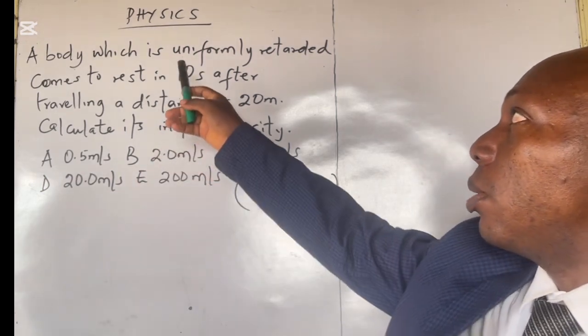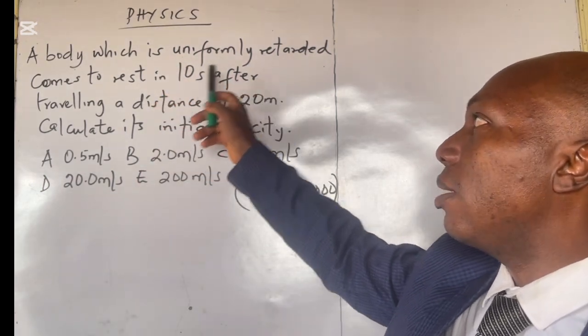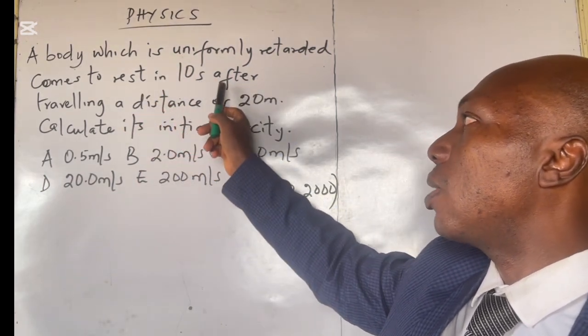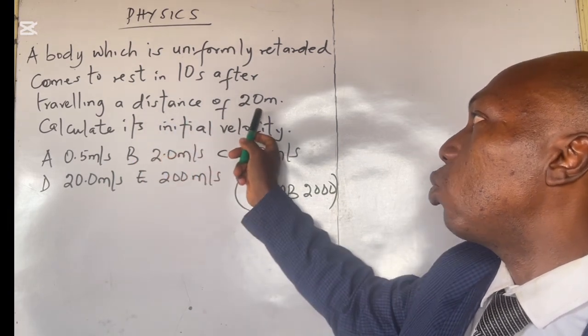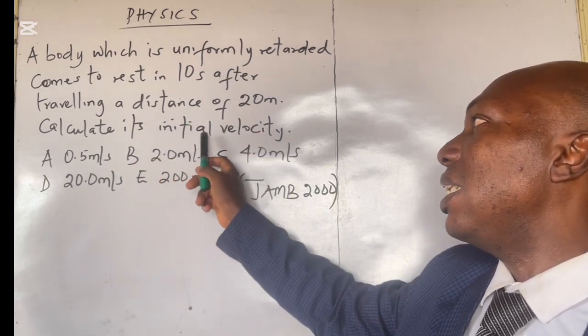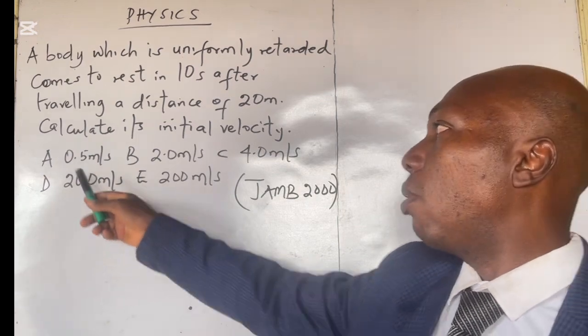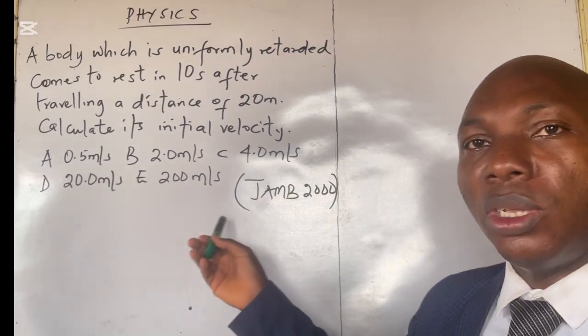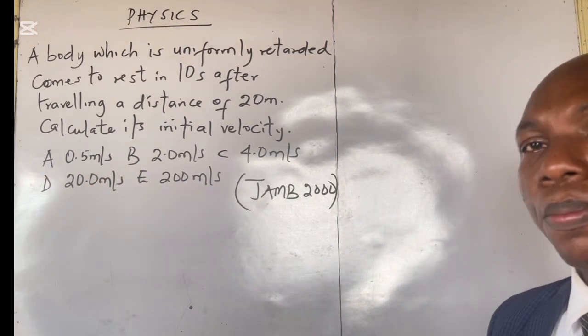It says a body which is uniformly retarded comes to rest in 10 seconds after traveling a distance of 20 meters. Calculate its initial velocity. And we are given the options. So this is a JAMB question. We're asked to solve it.